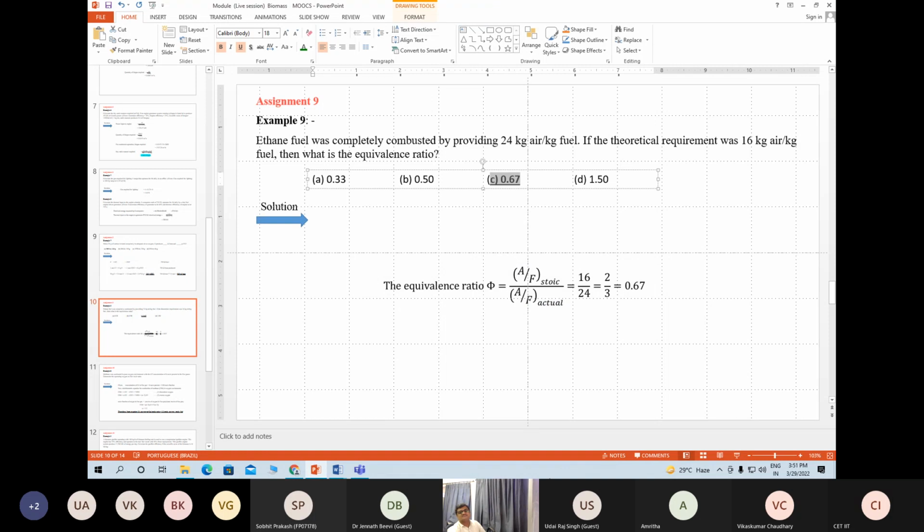So if you try to divide this, you'll get the answer in the form of 0.67. You simply have to put the value here. You don't need to do anything. If you just simply remember this equation, you can calculate this particular equivalence ratio. It is as simple as that. Clear? So on a similar line, another example was given here.